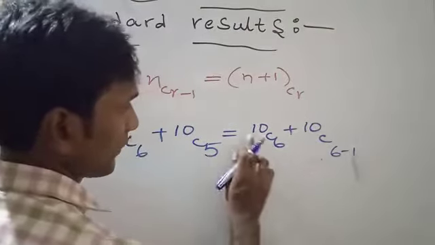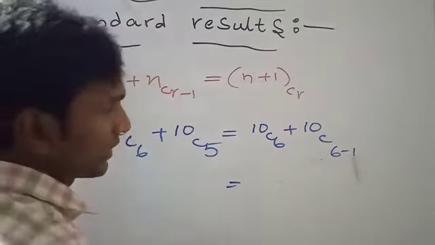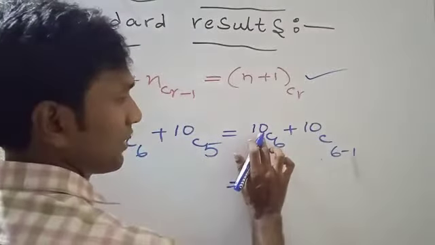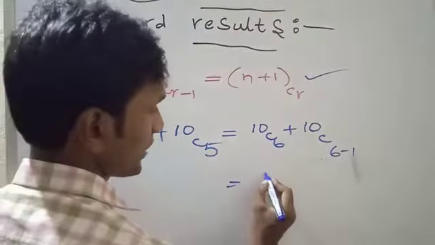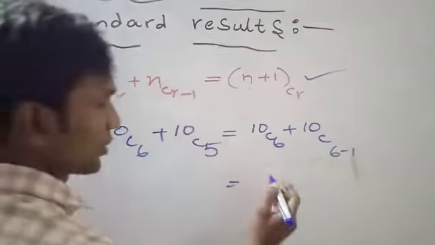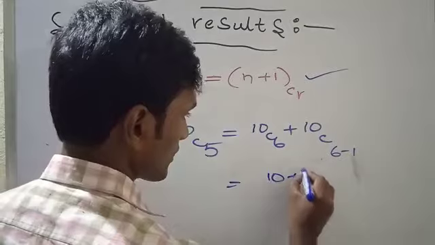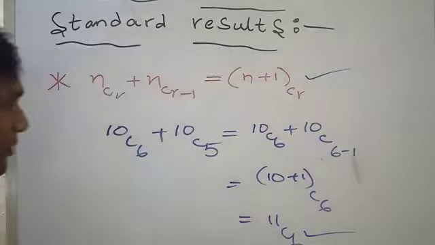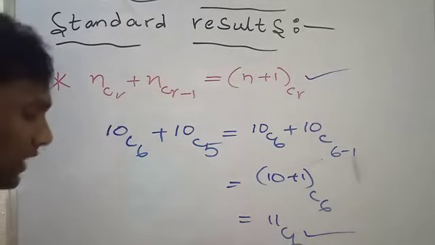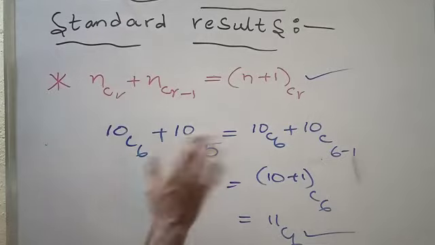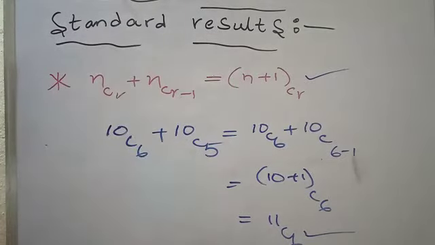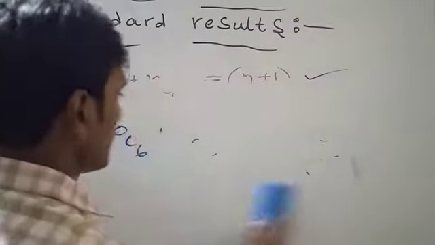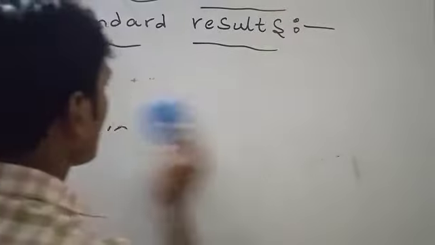Now this expression is in the form of nCr plus nC(r-1). The formula nCr plus nC(r-1) equals (n+1)Cr, where n equals 10, r equals 6. Write the formula for this expression: n plus 1, 10 plus 1, C, r means 6, that equals 11C6. So finally the value of 10C6 plus 10C5 equals 11C6. This is the explanation of the third standard result: nCr plus nC(r-1) equals (n+1)Cr.